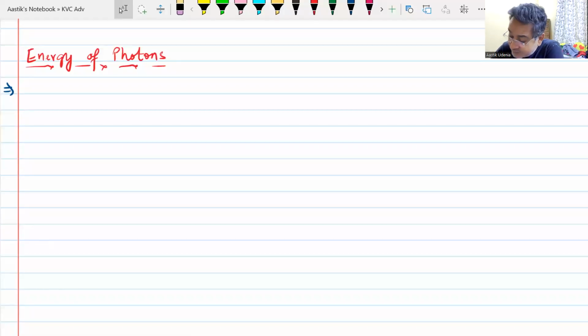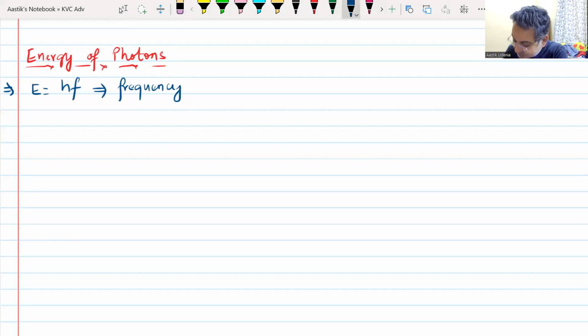Energy of the photons or energy of the radiation is E, and that E will be equal to H into F. I hope you know this. It depends on the frequency. This energy of the photon E will be equal to H into F. That means this energy depends on the frequency of photons. Do we understand this? This energy of the photons or energy of the radiation will depend on the frequency of the photons. We understand this?